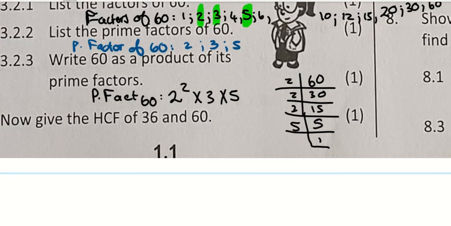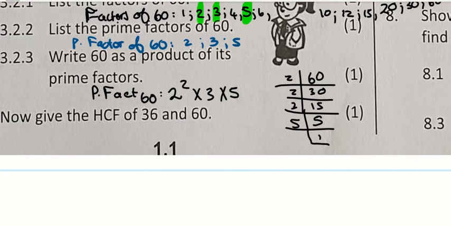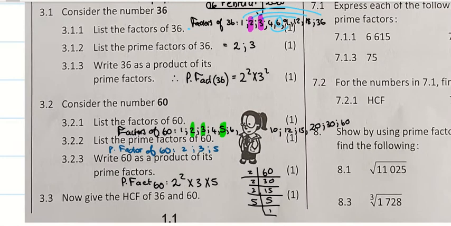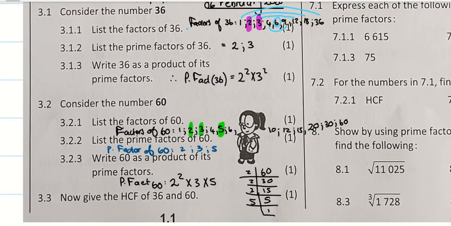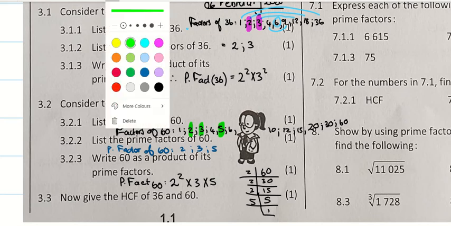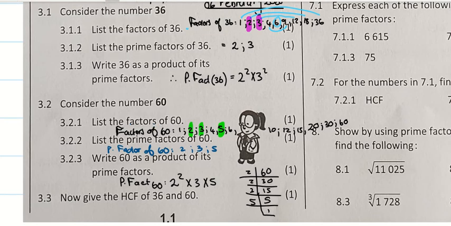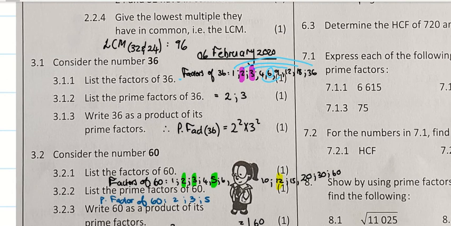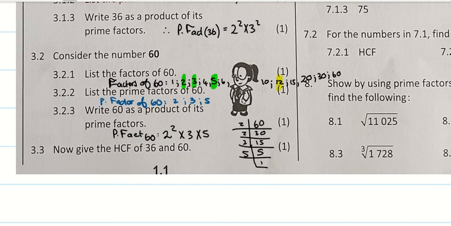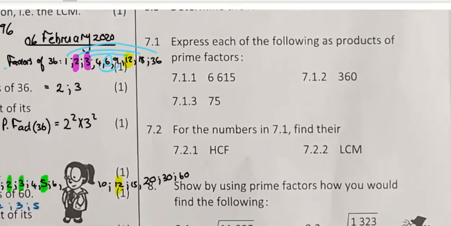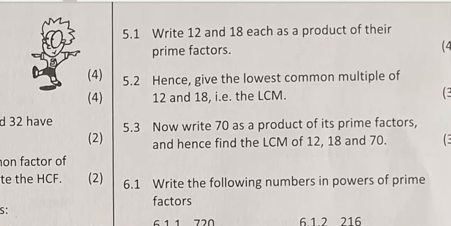Alright, now they ask you, give the HCF of 36 and 60. So this is quite easy. The HCF will be the highest common factor. So I'm going to list the factors that are the same. I'm going to make use of the color yellow. So I'm going to say 12 right there and also 12 right there, and then I'm going to write my answer here.